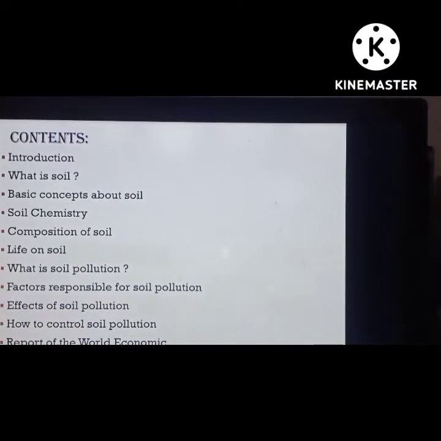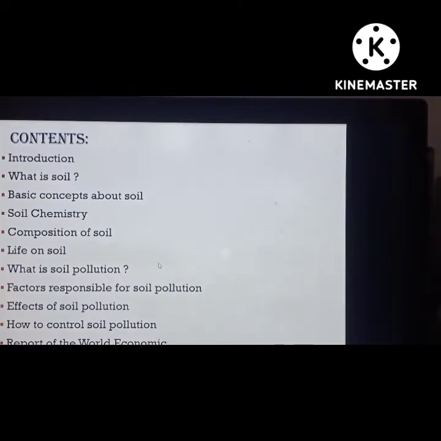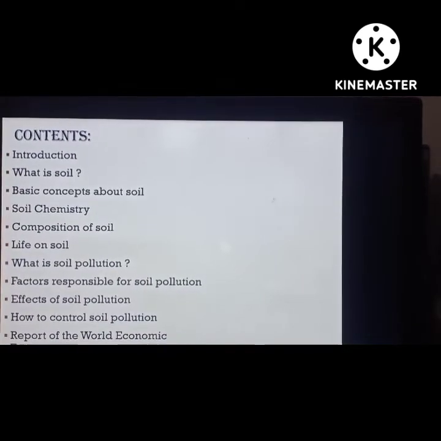The contents: introduction, then what is soil, basic concept about soil, then we shall see soil chemistry, composition of soil, life on soil, what is soil pollution, then what are the factors responsible for soil pollution, effects of soil pollution, and how to control soil pollution, report of the World Economic Forum, and references.